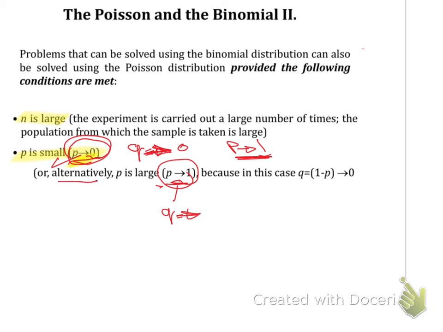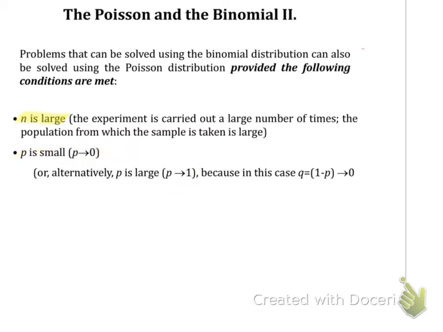Alternatively, if p is large and tends to be 1, the maximum probability being 1, we can still use the Poisson distribution, because in this case q will be equal to 1 minus p. If p is very close to 1, q tends to be 0, so q will be small. So either p or q tends to be 0. I hope this is clear.